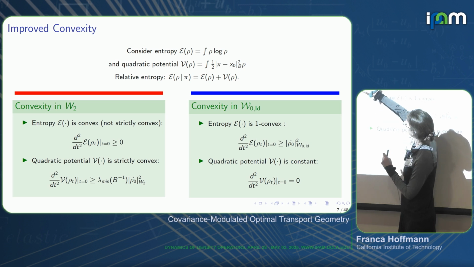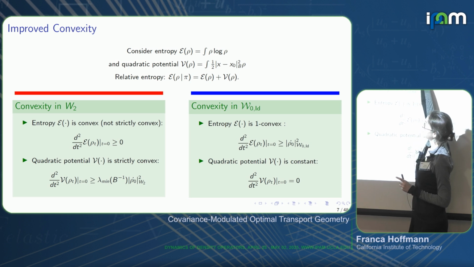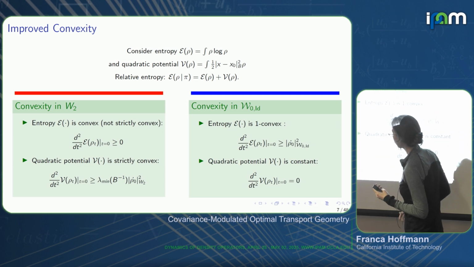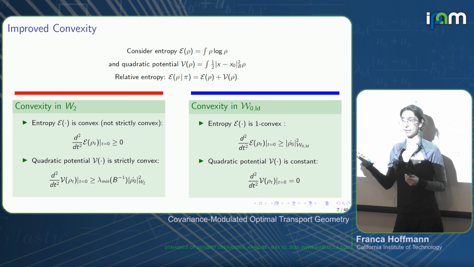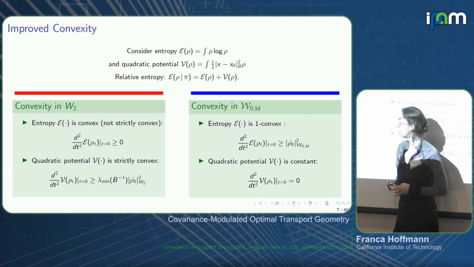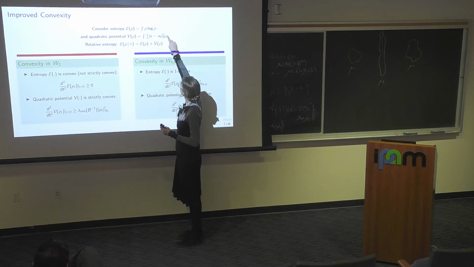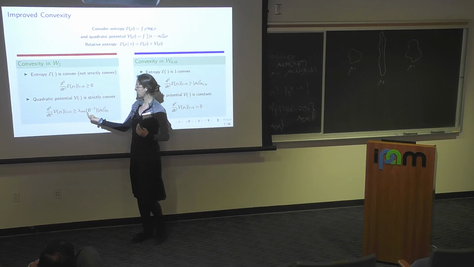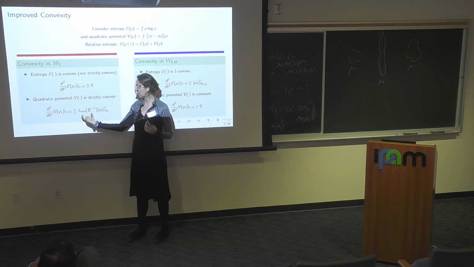If I take, again, the KL divergence, but I split it up into just the entropy plus the potential term, and again I'm taking a target that is Gaussian, then in the classical Wasserstein 2, we know that the entropy is convex, but not strictly convex, right? And if your potential is just quadratic, where this is the weight, which is like B inverse in the inner product, then that will give you strict convexity of your potential part. And that's what gives you the rate of convergence.